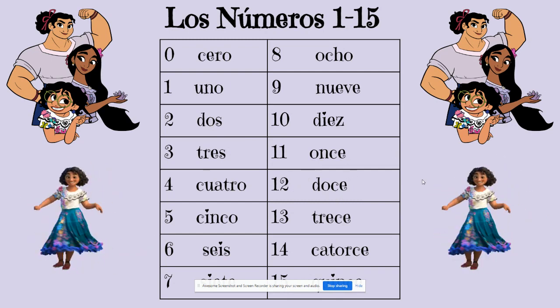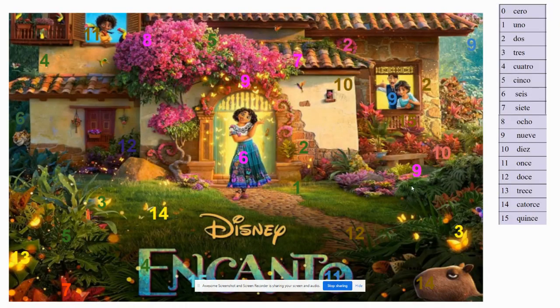Because we're going to play a game now. We're going to play a game of I Spy. So over here I have your list of vocabulary words. And as you can see, we have our Encanto house with lots of numbers hidden all throughout the house. So I'm going to say a number and then I'm going to give you a moment to locate it. You can point to it on your screen or maybe multiple numbers because in some cases there's more than one.